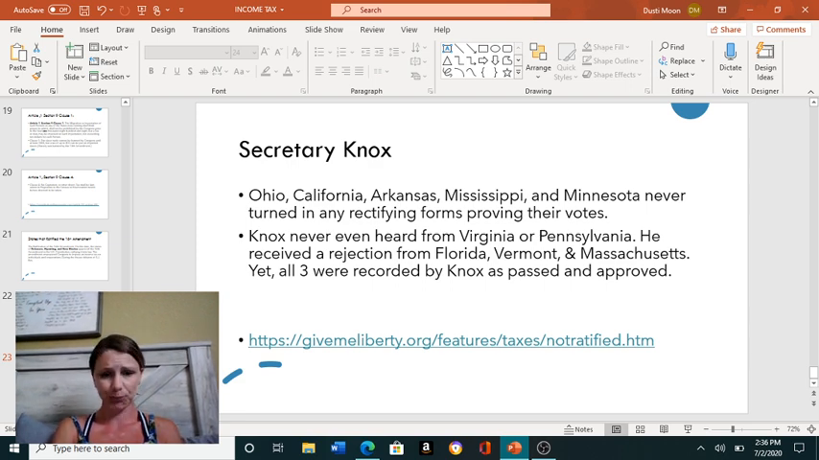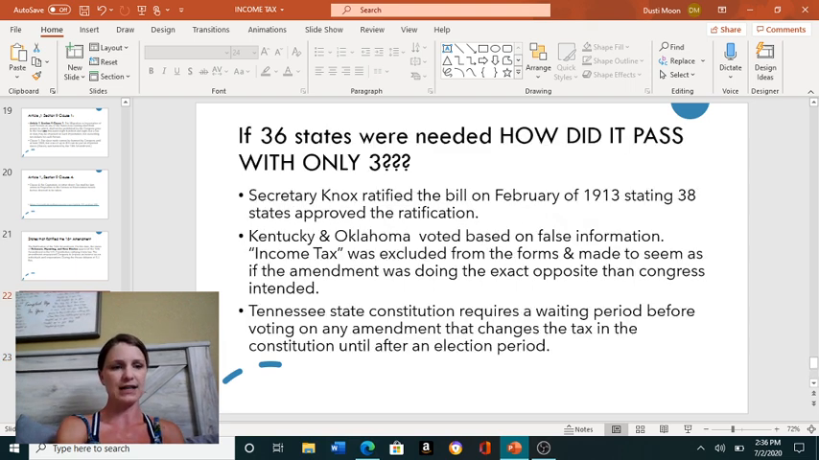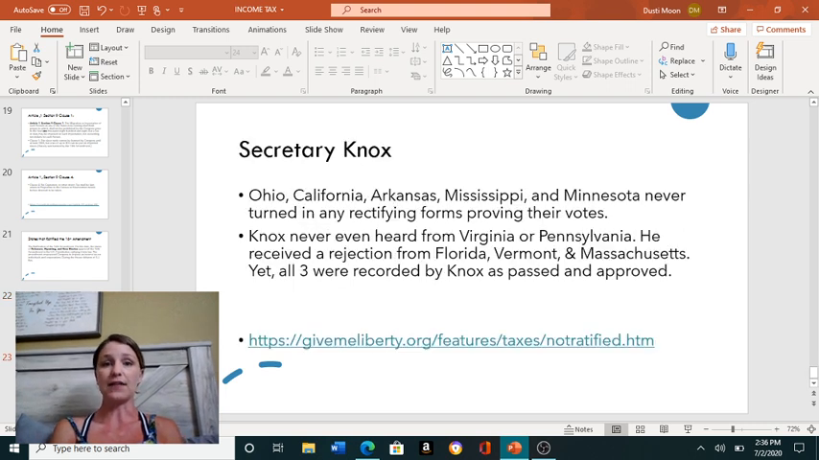There's a website right here, givemeliberty.org. This particular link takes you to where I got the state information. So it's these last 2 slides where I'm talking about Kentucky, Oklahoma, Tennessee. That's where I got that information. It's a lot more in depth if you want to read it. So definitely go to that website and look at that. But I didn't feel like I needed to go down any more into this.